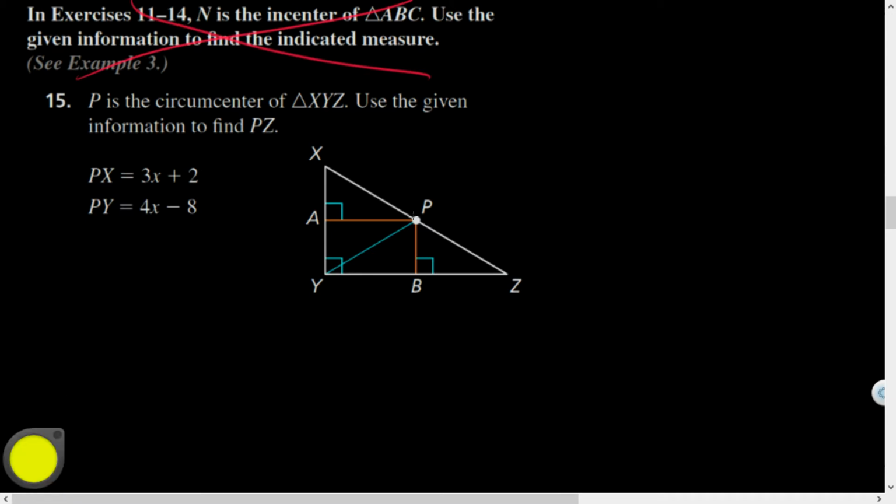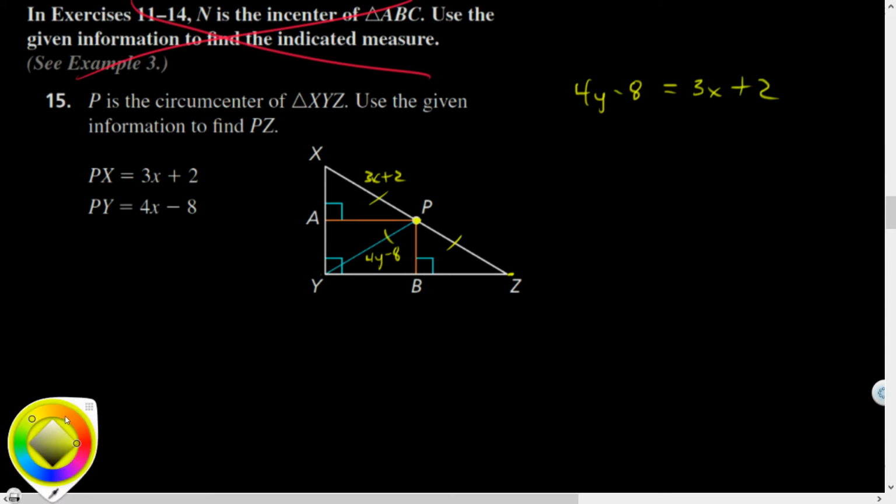It says P is the circumcenter of triangle XYZ. Use the given information to find PZ. So if PX is 3x plus 2, and PY is 4y minus 8, we know that because it's the circumcenter, it will be equidistant from the endpoints. We also know that PZ is going to be congruent to those. Because these both are congruent, their measures are equal by definition of congruence. So I could say 4y minus 8 equals 3x plus 2. They didn't ask for all the explanation, but I figure I might as well.